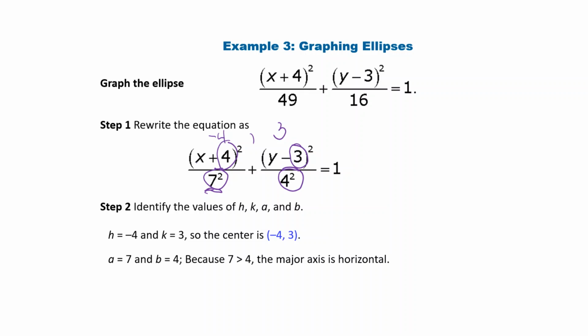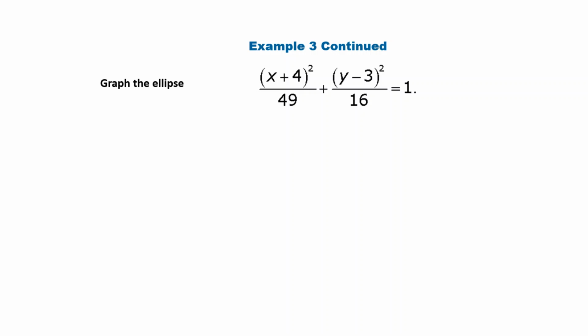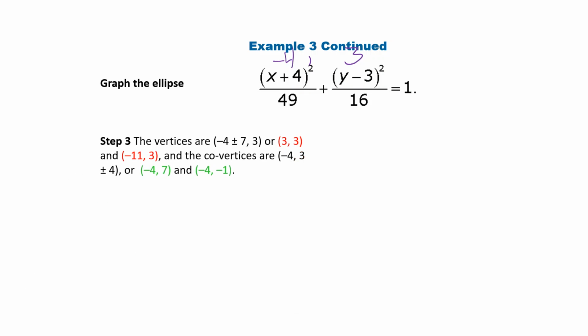And now we see that our a is 7 and b is 4, and because 7 is greater than 4, the major axis is with the x, which is horizontal. All right, so now that we know our center is going to be at negative 4, 3, we can start to graph this a little more.